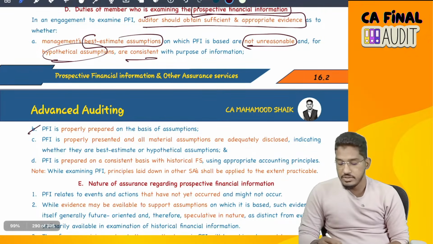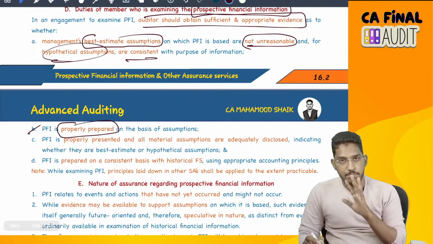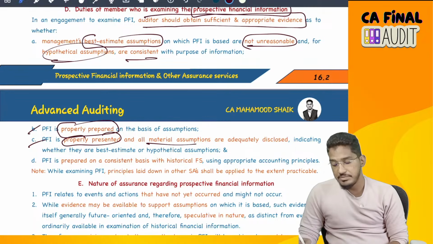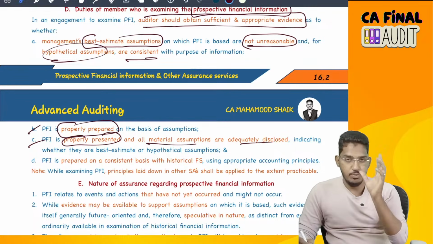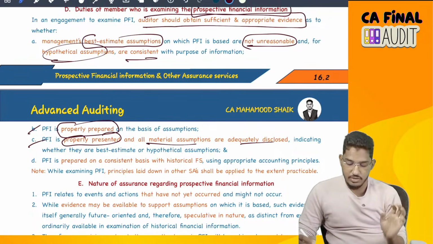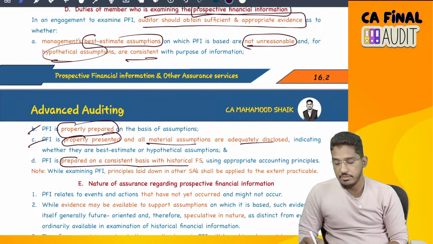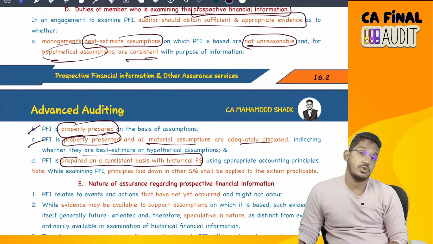Then I need to obtain audit evidence whether the prospective financial information is properly prepared and properly presented, and all material assumptions are disclosed. So I will check whether it is properly presented, whether all the disclosures are given or not. I have to check it.